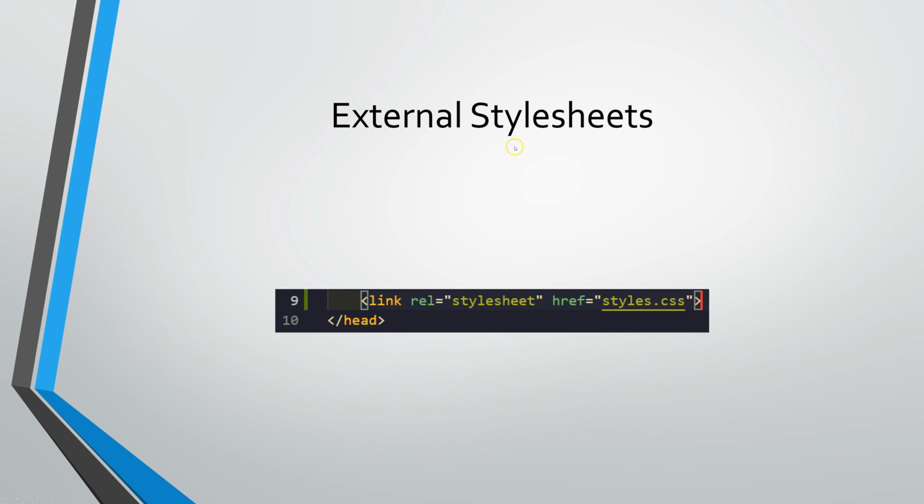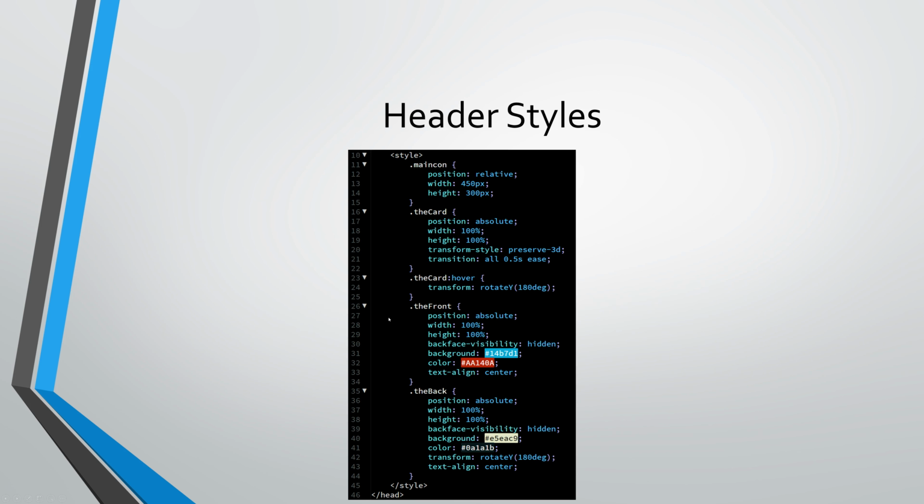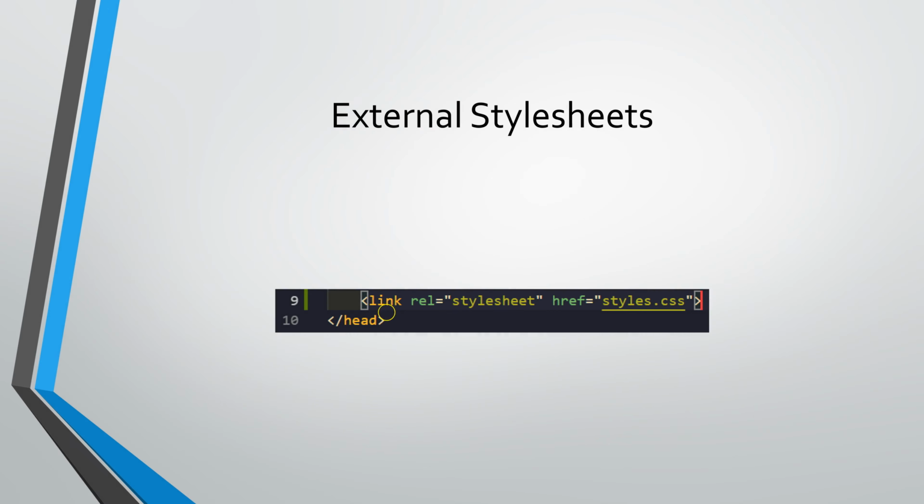Moving on, there's the external style sheets. And this is where we link to another style sheet. And here you can see the name of the style sheet is styles.css, and that also is in the head. So kind of like the header styles, the external style sheets is also in the head of the document.